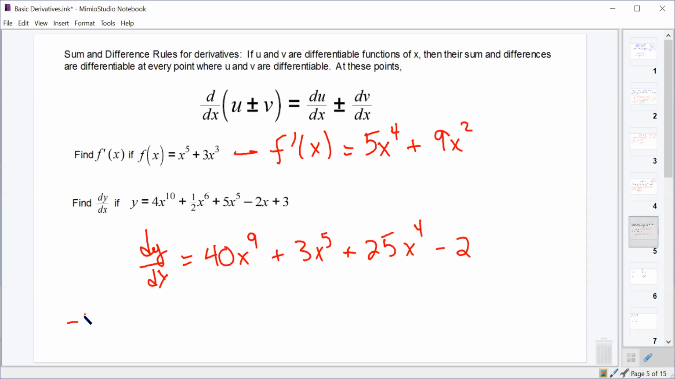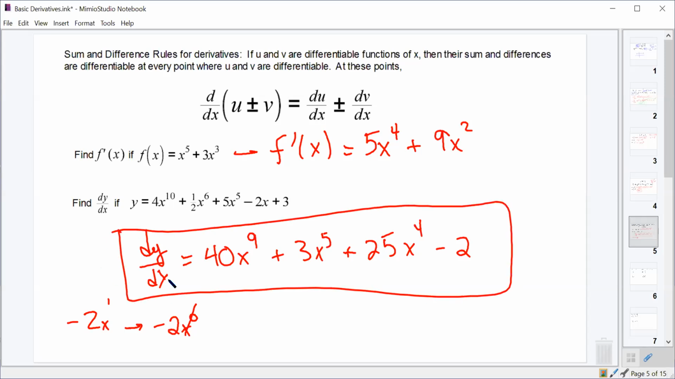If we think about it this way, minus 2x to the 1st should become -2, because you multiply the 1 by the -2, x to the 0, and x to the 0 is just 1. So if you're going from just an x, the derivative of something times x is just that constant that's in front of it, and the x goes away. And then the derivative of the 3 should be 0. Don't need to bother to write that. dy dx is 40x to the 9th plus 3x to the 5th plus 25x to the 4th minus 2. Good or no?